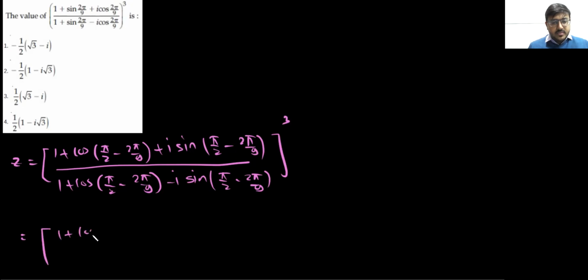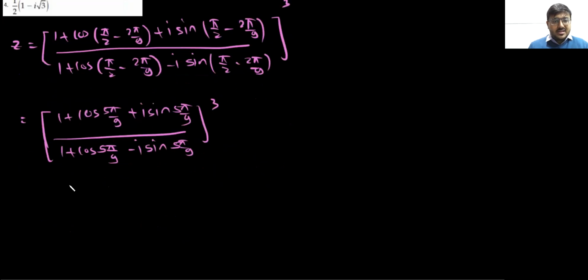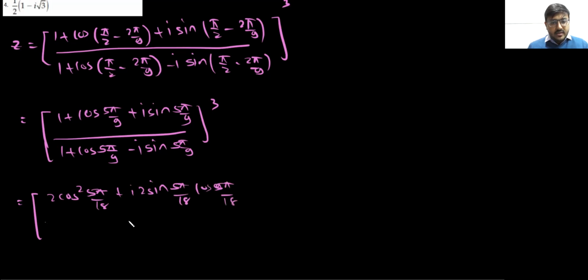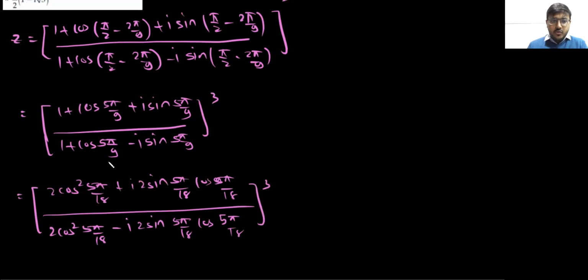So I can say this is 1 plus cos 5 pi by 9 plus i sine 5 pi by 9, whole divided by 1 plus cos 5 pi by 9 minus i sine 5 pi by 9, to the power, sorry, to the power 3. Let's convert in terms of theta by 2. So 1 plus cos theta, that is 2 cos square theta by 2, plus i 2 sine theta by 2 cos theta by 2, whole divided by the same way 2 cos square theta by 2 minus i 2 sine theta by 2 cos theta by 2.